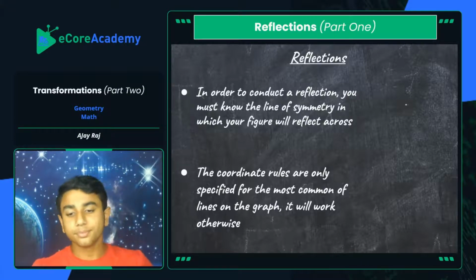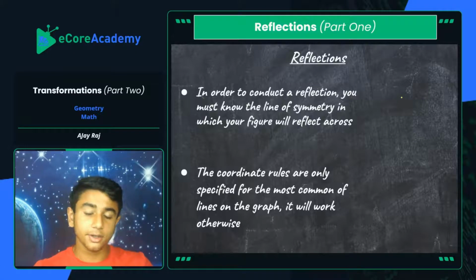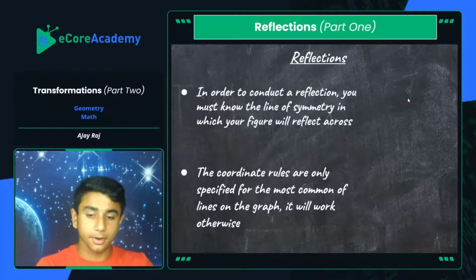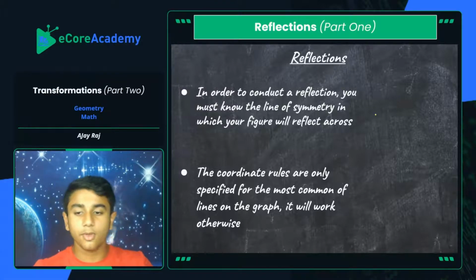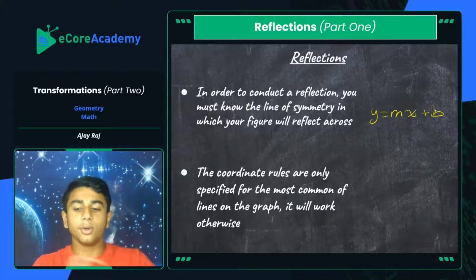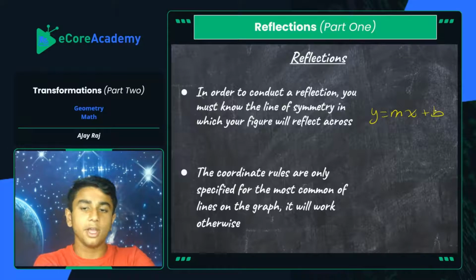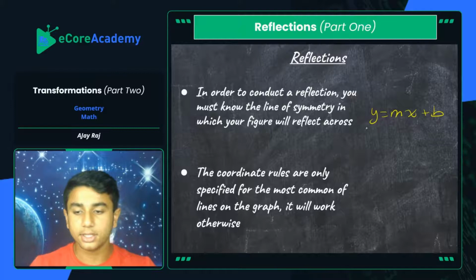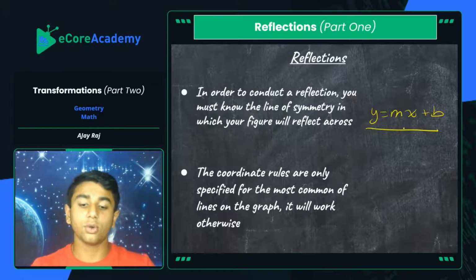So in order to conduct a reflection, you must have your line of symmetry, where the actual line is being reflected across, just like a mirror. And that needs to be indicated with some sort of equation in the form of y equals mx plus b, or any type of formatted line equation, but we're going to be using y equals mx plus b for all of our examples today. So that's an indication of our lines of symmetry, specifically on a coordinate plane.